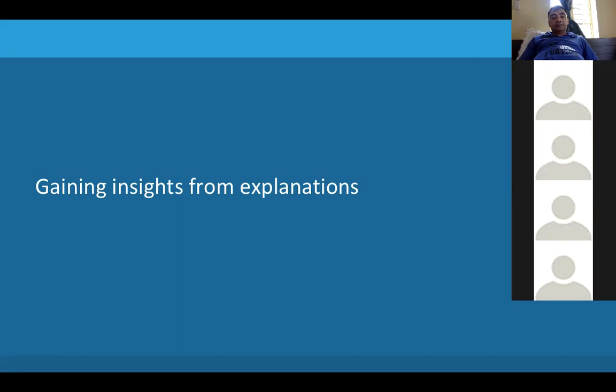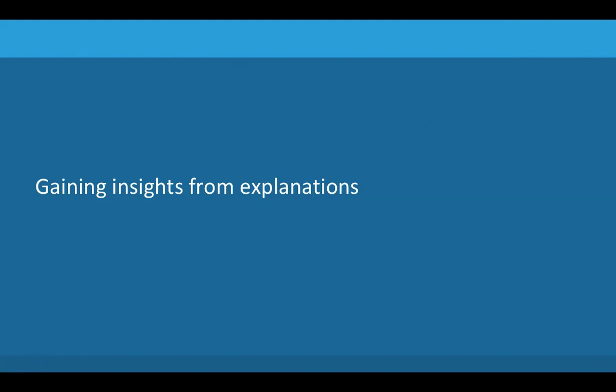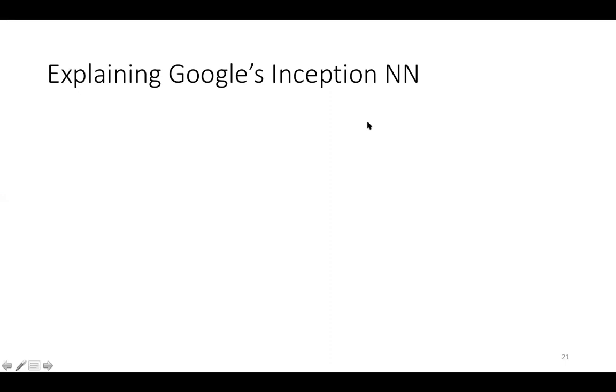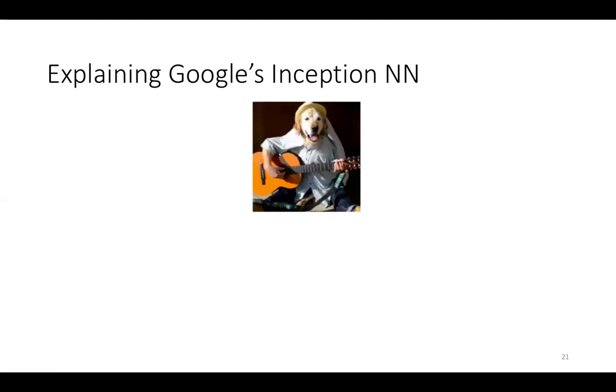Okay, fine. So now let us see if one can really gain insights from the explanations that LIME generates. They did a very interesting example trying to explain the outputs of the Google Inception neural network. So suppose you have this picture. This was passed through the Google Inception neural network.